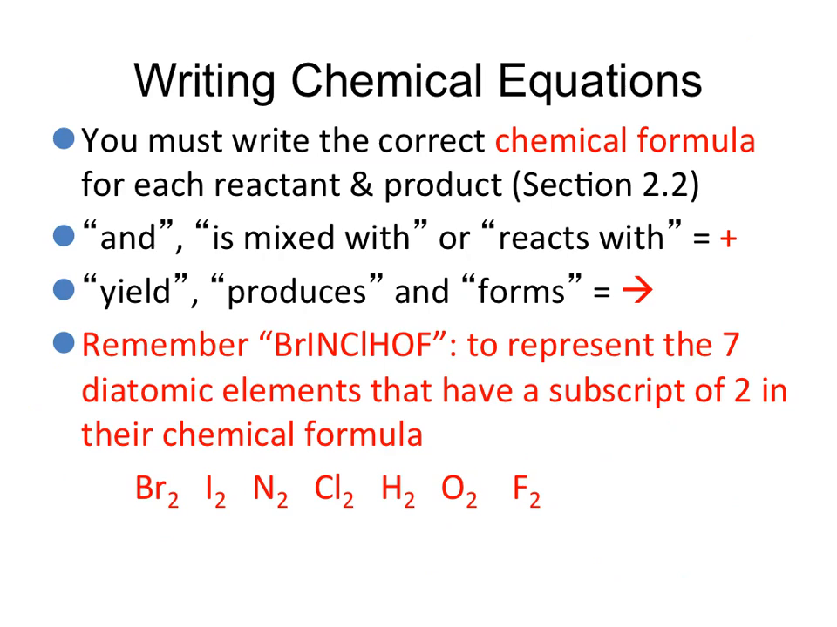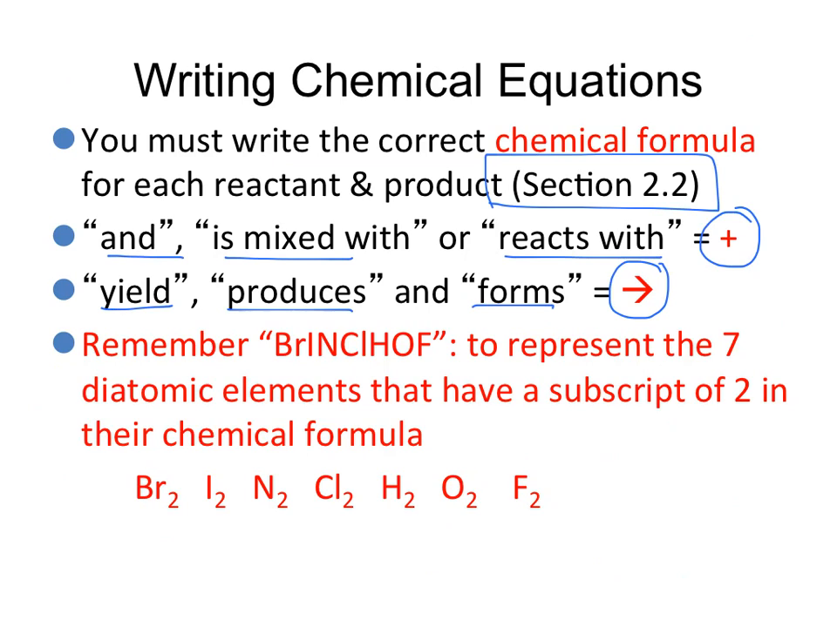So when writing our chemical equations, it's super important that you're able to write a correct chemical formula. So make sure that you're really good with section 2.2. You want to recognize the words "and" or "is mixed with" or "reacts with" so that you can add the plus when necessary. That plus is going to always separate several substances, either on the reactant side or the product side. And if you see the words yield, produces, forms, then you're going to use the arrow. Remember that the arrow separates the reactants from the products.